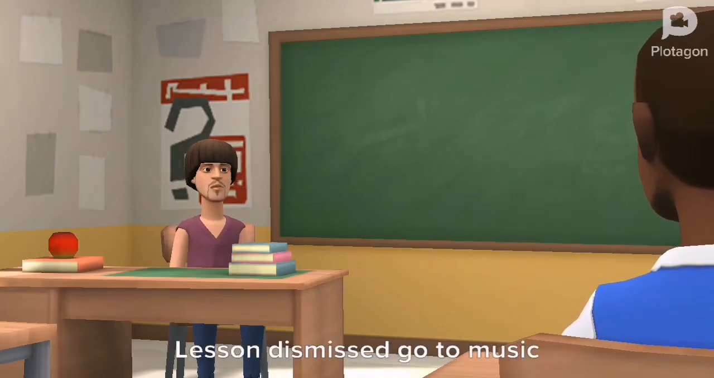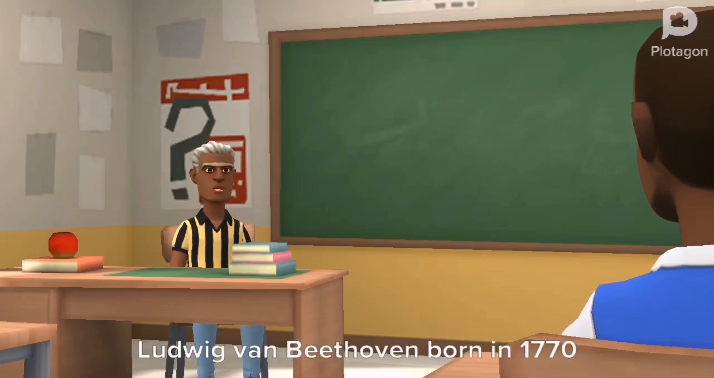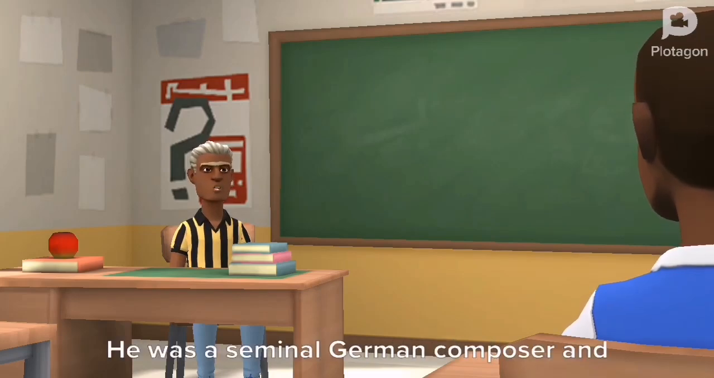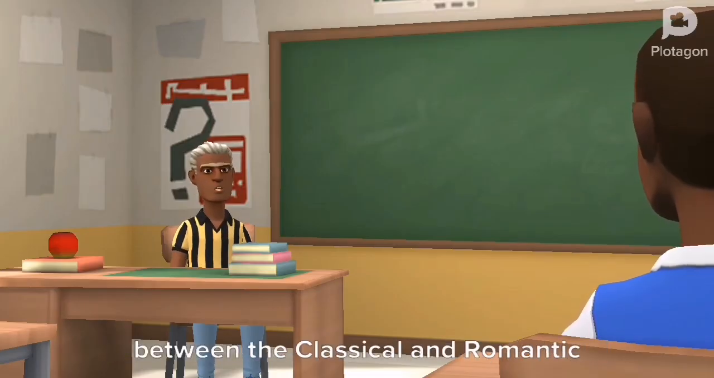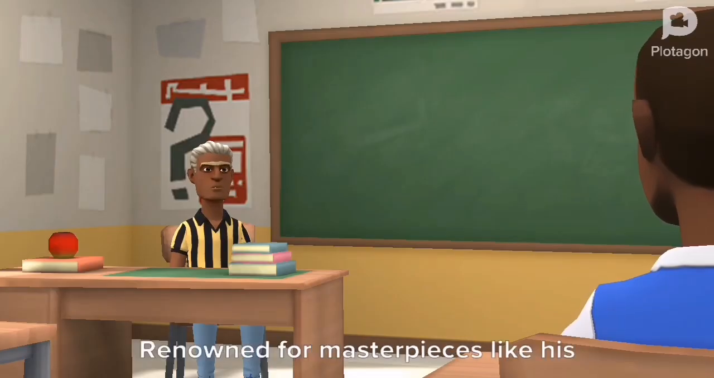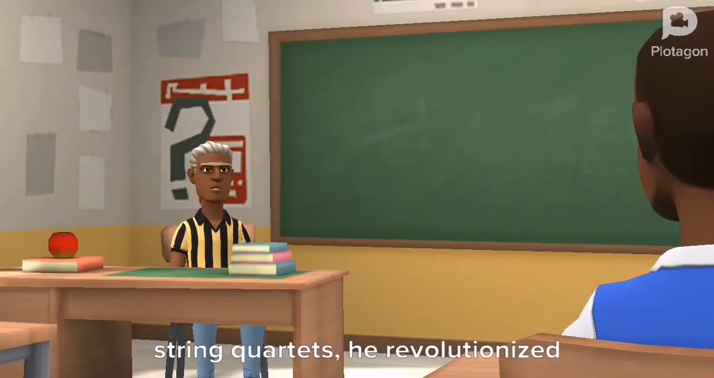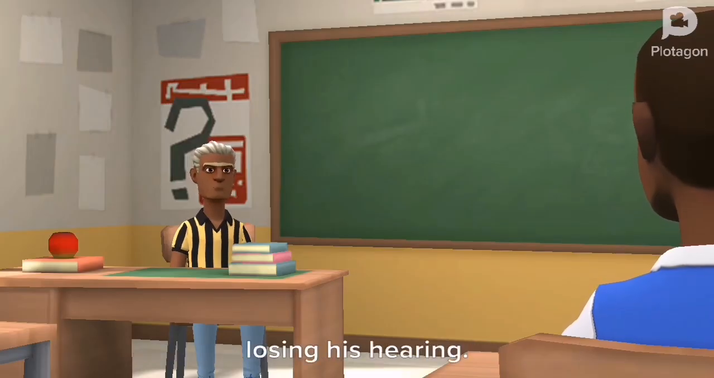Lesson dismissed. Go to music. Today we're learning about Ludwig van Beethoven. Ludwig van Beethoven, born in 1770 and died in 1827. He was a seminal German composer and pianist who acted as the pivotal bridge between the classical and romantic eras in Western music. Renowned for masterpieces like his 9 symphonies, piano sonatas, and string quartets, he revolutionized musical form and expression despite losing his hearing.